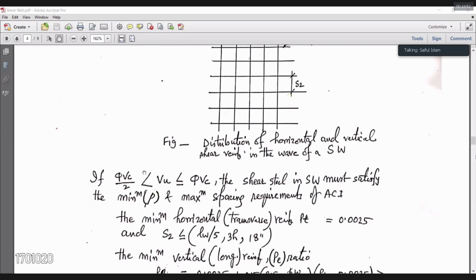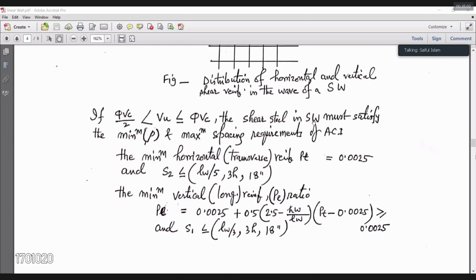Now the condition, if your Vu is greater than φVc by 2, but less than or equal to φVc, then what is the requirement for the shear wall? Under that condition, ACI code is telling that your minimum horizontal or transverse reinforcement ratio ρt should be 0.0025 and S2 or corresponding spacing cannot be greater than Lw by 5, cannot be greater than 3h, cannot be greater than 18 inch. So these two conditions to be fulfilled, if your shear position is within these conditions or limits.